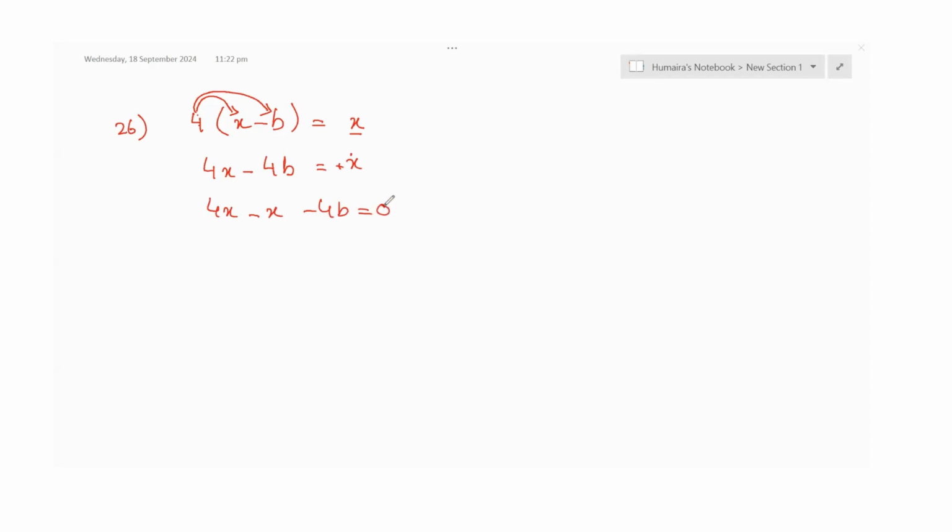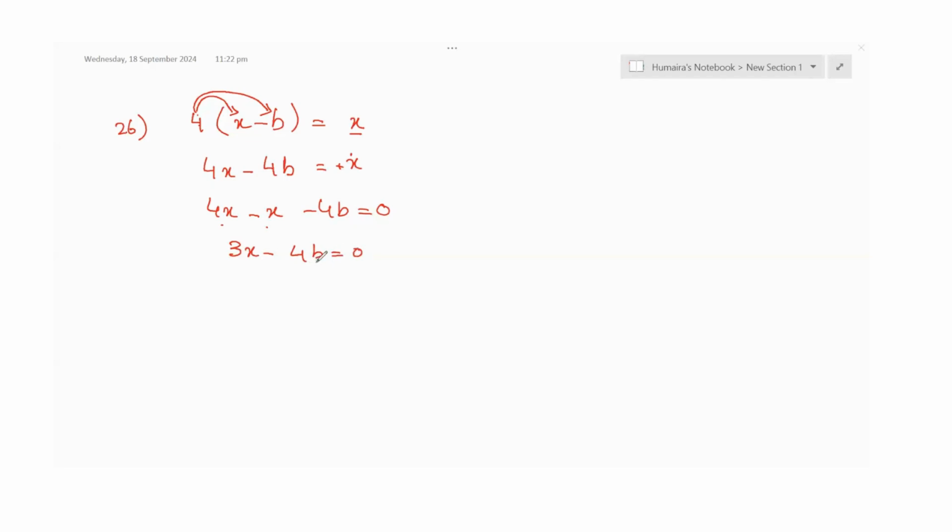Is that clear? Yes. Now, both are having the same variables, that means they can be simplified. Positive negative means negative and 4 minus 1 will give us 3x minus 4b equals 0. Is that clear? You got 3x by subtracting 4x minus 1x. Okay. And this negative 4b as it is and equals 0.